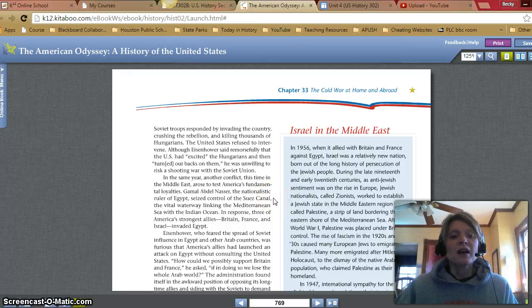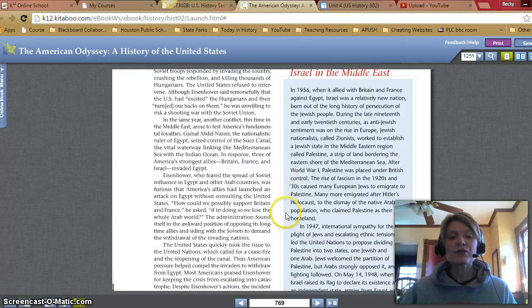In the same year, another conflict, this time in the Middle East, arose to test Americans' fundamental loyalties. Gamal Abdel Nasser, the nationalistic ruler of Egypt, seized control of the Suez Canal, a vital waterway linking the Mediterranean Sea with the Indian Ocean. In response, three of America's strongest allies, Britain, France, and Israel, invaded Egypt. Eisenhower, who feared the spread of Soviet influence in Egypt and other Arab countries, was furious that America's allies had launched an attack on Egypt without consulting the United States.